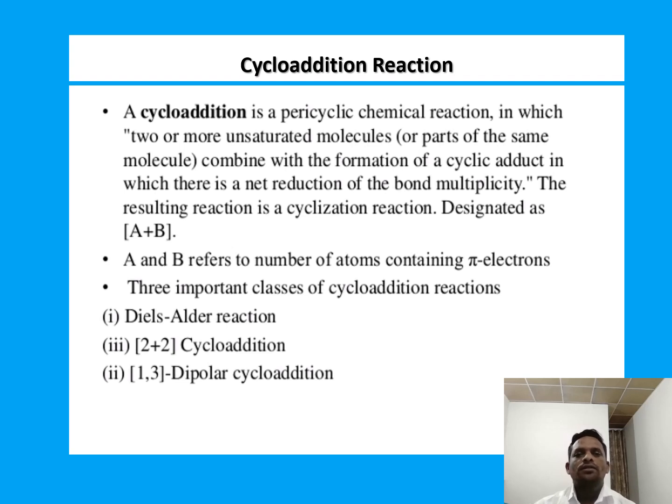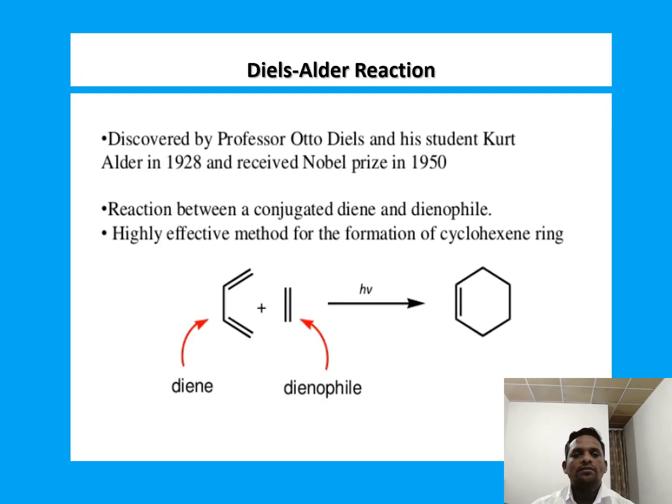A cycloaddition reaction is a pericyclic chemical reaction in which two or more unsaturated molecules, or parts of the same molecule, combine with the formation of a cyclic adduct in which there is a net reduction of the bond multiplicity. The resulting reaction is a cyclization reaction designated as A plus B, where A and B refer to the number of atoms containing pi electrons. Three important classes of cycloaddition reactions are: one, the Diels-Alder reaction; two, the 2 plus 2 cycloaddition reaction; and three, the 1,3-dipolar cycloaddition reaction.